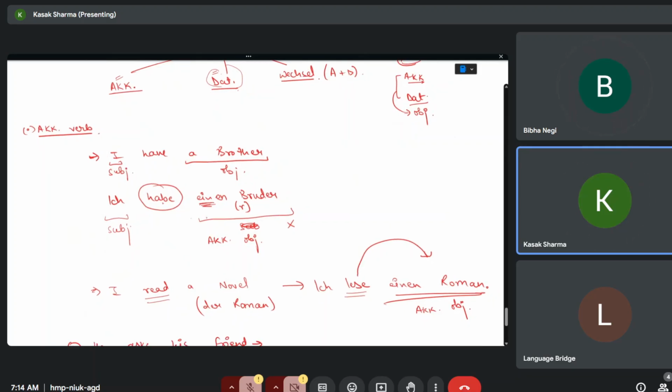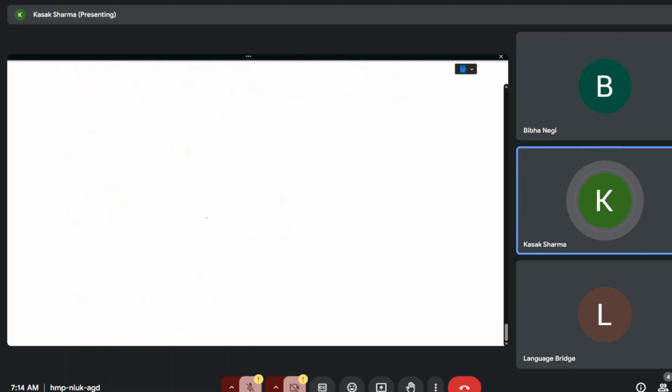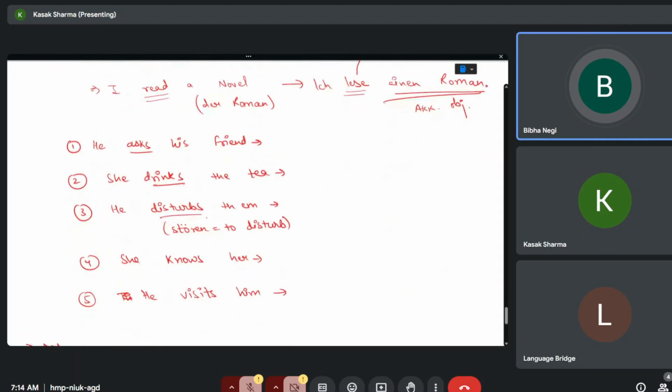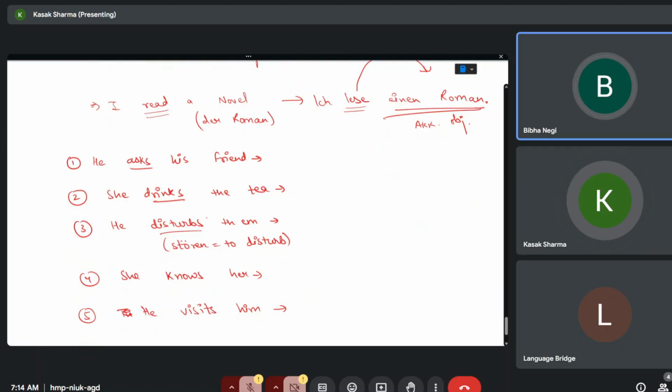Now coming to this dative one. Dative is also similar to accusative. If a dative verb is there, then dative case is followed. Can you just scroll up once? I've not written: she knows her, and then he visits him.